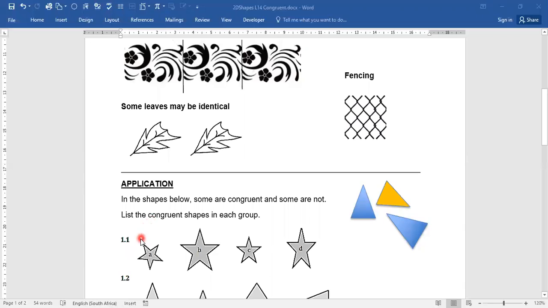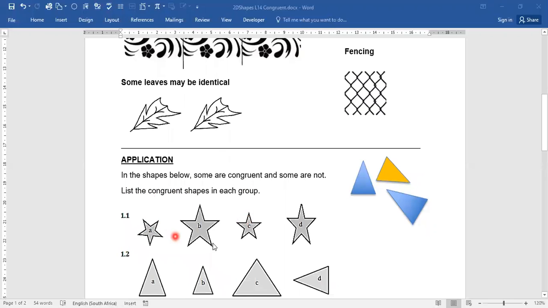Now for application, you're going to list the congruent shapes. So in any group here, there are two shapes that are congruent. The shapes are labeled as A, B, C, or D. So you're going to list whether A is congruent to B, or you may say B is congruent to C, you may say A is congruent to C. So you'll simply write down the two letters of shapes that you think are congruent.